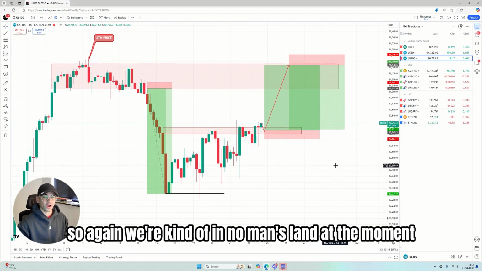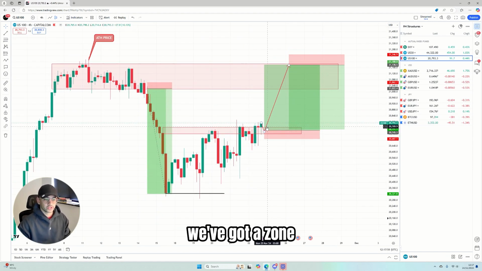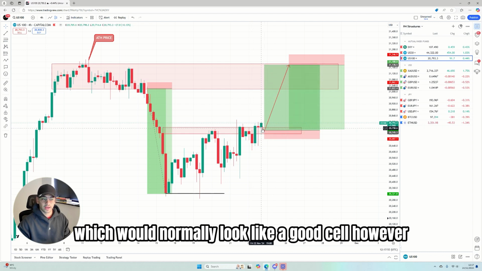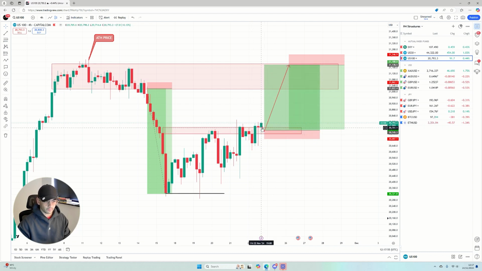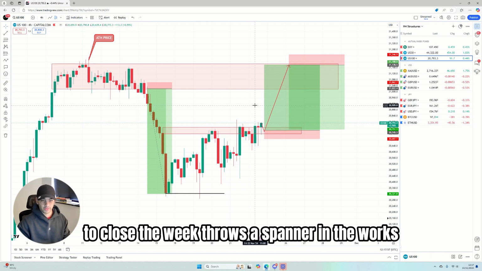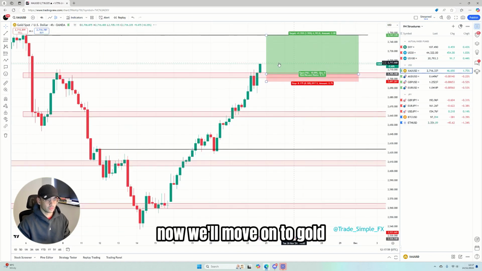So again, we're kind of in no man's land at the moment. We've got a zone which would normally look like a good sell. However, that last 4 hour to close the week throws a spanner in the works. Now we'll move on to gold.